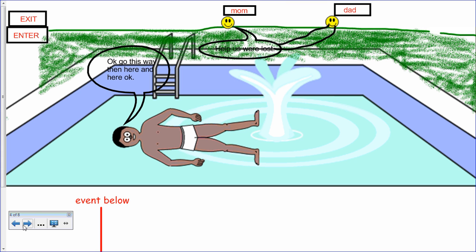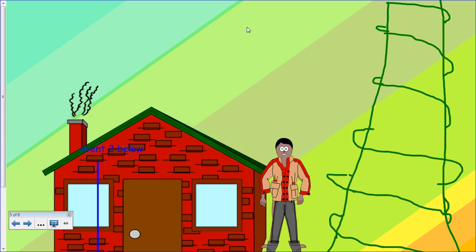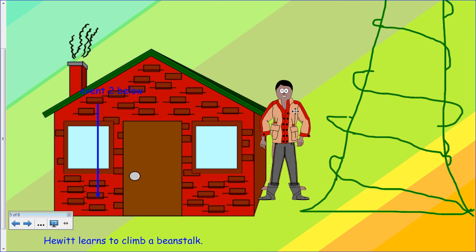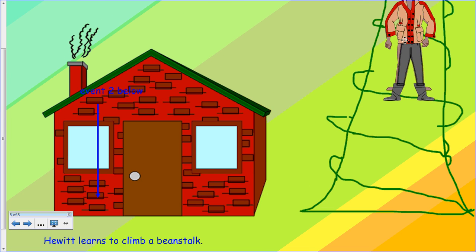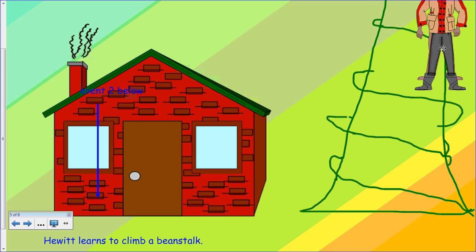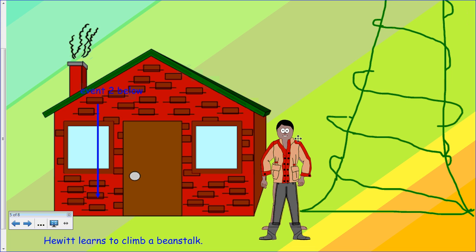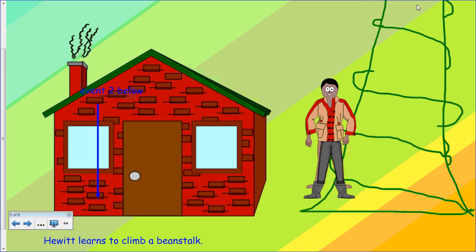Anyway, next page. Alright, so event 2, Hewitt learns to climb a beanstalk just in case a rhinoceros ever escapes from anywhere. Just to climb it.